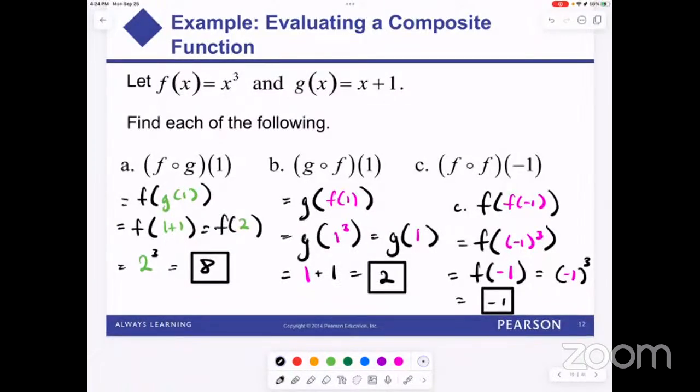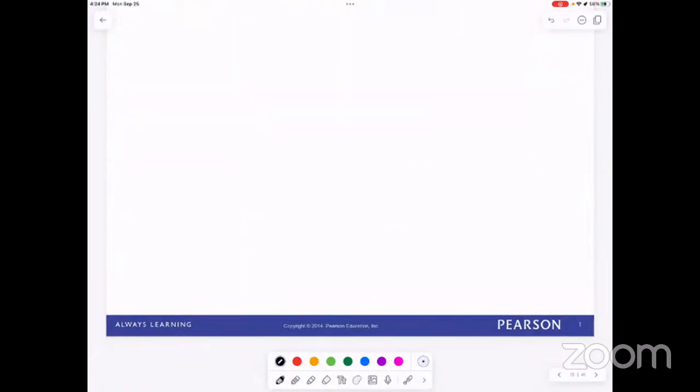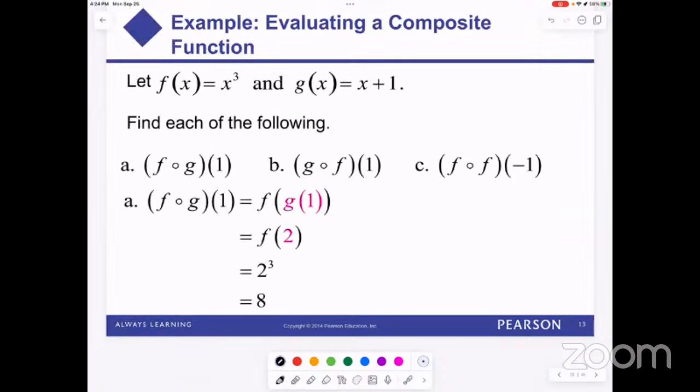So we got 8, 2, and -1. So there's our 8, our 2, and our -1.